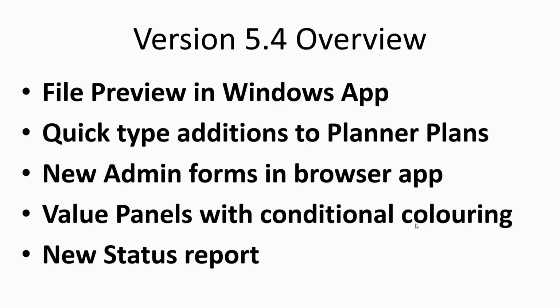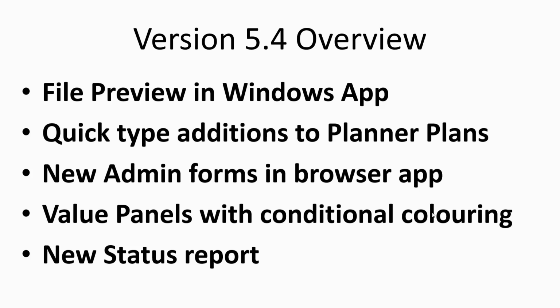Value panels with conditional coloring. So value panels are part of the trend analysis. They allow you to compare data between 2 points and to display that in panels. The background color did used to be fixed, and it's now conditional. It can be conditional based on the content of the data in the current property value. And so you can use that to change the panels' backgrounds, of course, to match the data, and we'll have a look at some examples of that. And finally, a new status report which actually picks up on the conditional colouring of value panels as well.